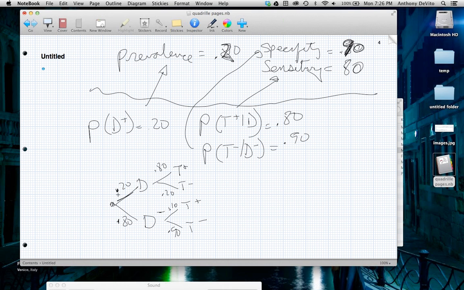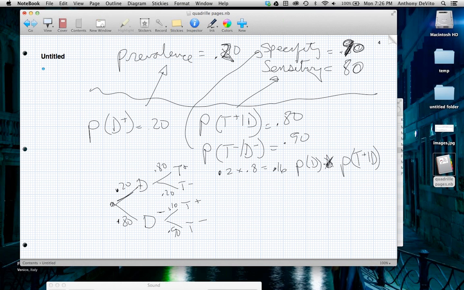Okay, so now if I multiply this out, there's four possibilities here, right? This first possibility is going to be 0.2 times 0.8, which is equal to 0.16. And what is that? That's the probability of having the disease, times the probability of testing positive given that you have the disease. Okay, sound right?